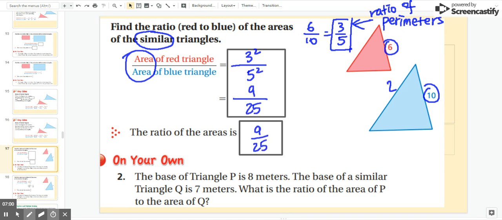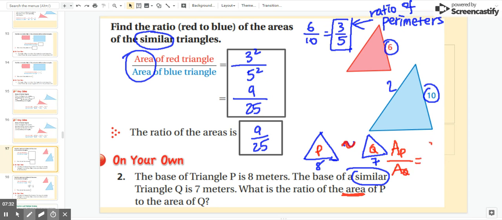The base of triangle P is 8 meters, and the base of a similar triangle Q is 7. So we know that triangle P and triangle Q are similar. What's the ratio of the areas? Area of P to area of Q is 8 squared to 7 squared, which is 64 to 49. There's nothing to simplify, so this is the answer.